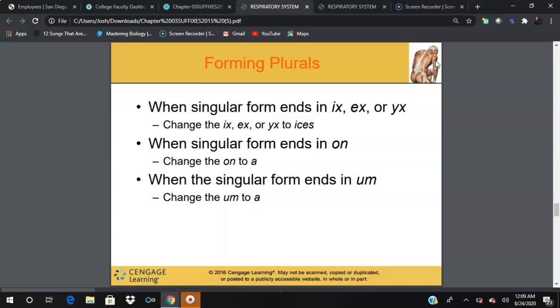When a singular form ends in UM, then that UM changes to an A. So an example of that, a bacterium is a single bacteria. If we have more than that, it's bacteria.